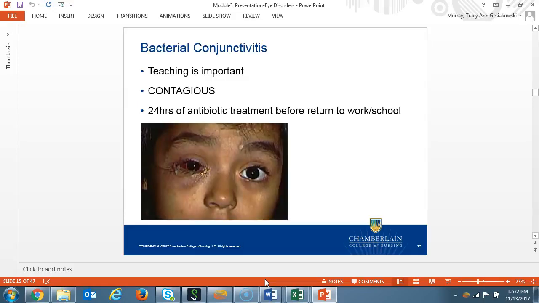Bacterial conjunctivitis is very contagious, so the patient should stay home from work or school until 24 hours of antibiotic treatment has ensued, or as soon as clinical improvement is noted.